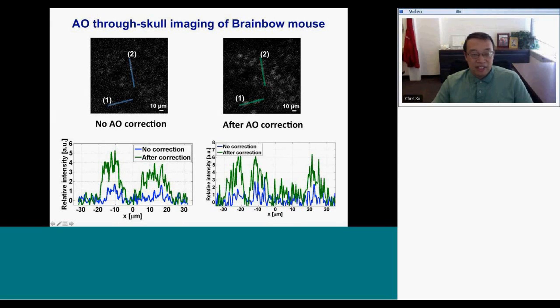This one on the left side is no adaptive optics. On the right-hand side is after adaptive optics correction. And the lower panel is showing you the quantitative analysis of the intensity at the functional position. You can see the blue without adaptive optics, the green with adaptive optics. Obviously, we pick up a significant amount of contrast also in absolute signal strength by about a factor of 5, maybe 6 or so, depending on which particular side you look at. So adaptive optics can definitely help, particularly in through skull imaging or you want to image really deep.